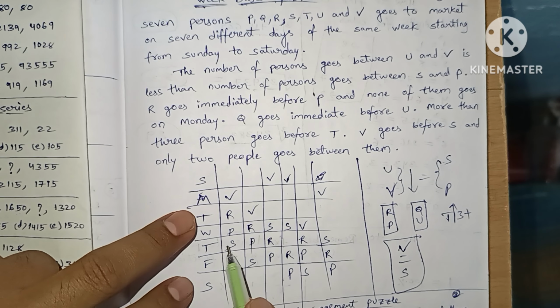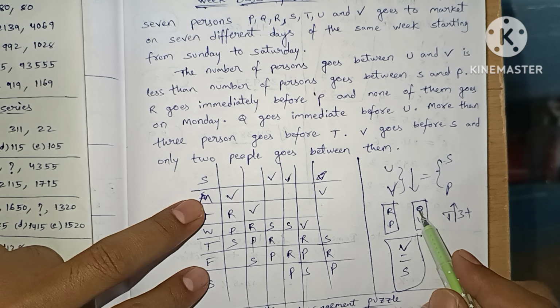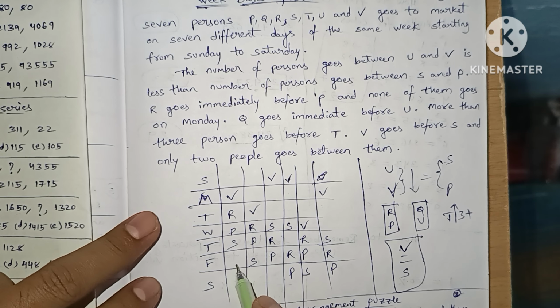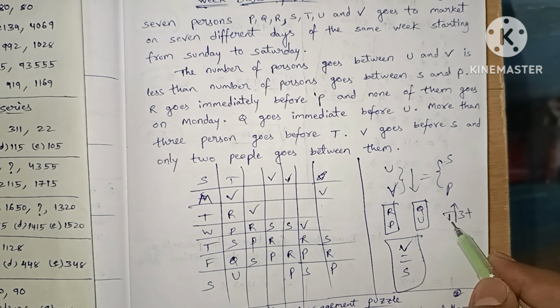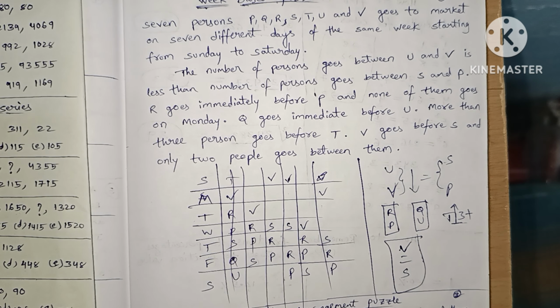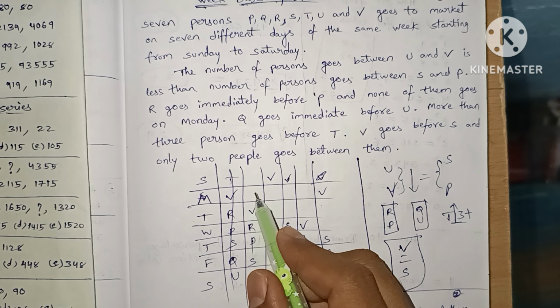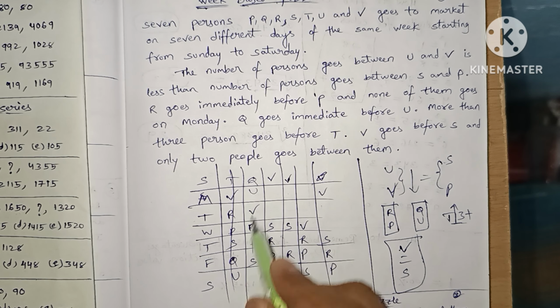Here we can write Q and U are immediate neighbors. So this is the only place for Q and U. It is T's place. Then this case fails. So this one fails. Okay. The place of Q and U is here.